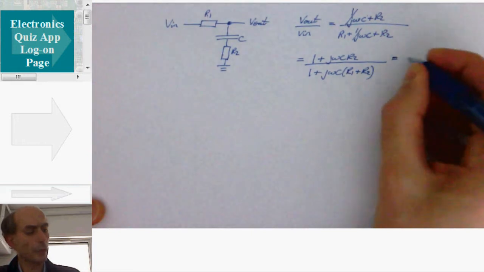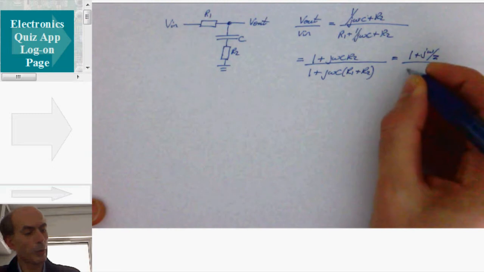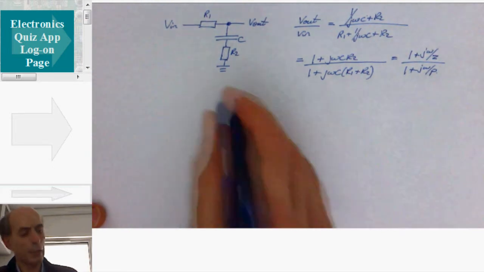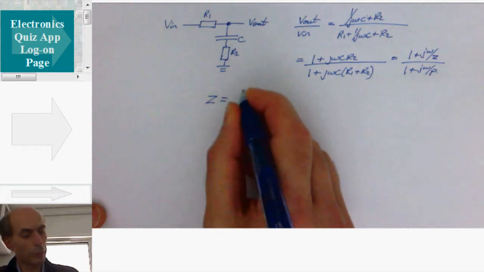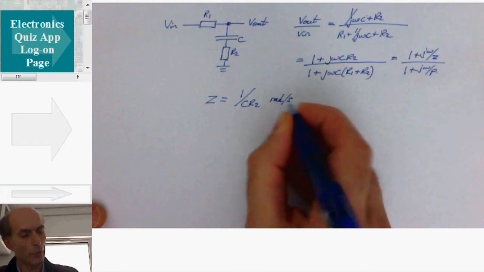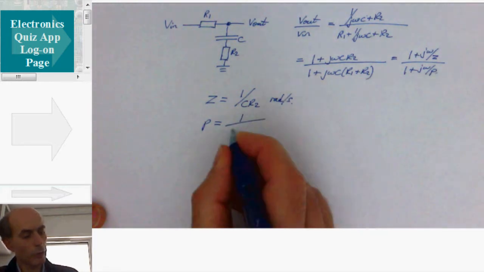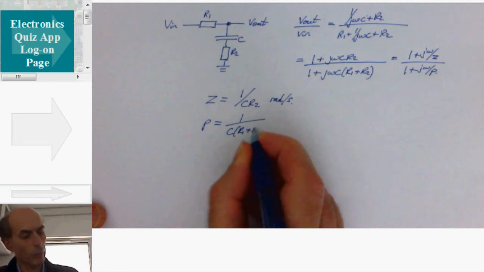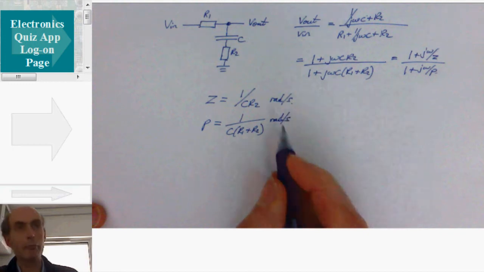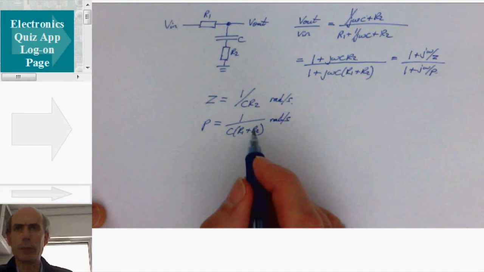Comparing that to the standard form, 1 plus j omega divided by the zero over 1 plus j omega divided by the pole, we can see here that the zero is going to be at 1 over C R2 radians per second, and the pole is going to be at 1 over C (R1 plus R2) radians per second. And again, if I wanted them in hertz, I would just take these and divide them by 2 pi.